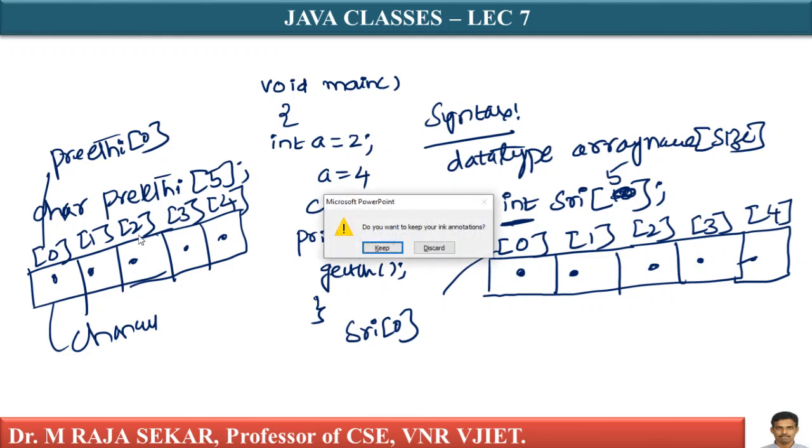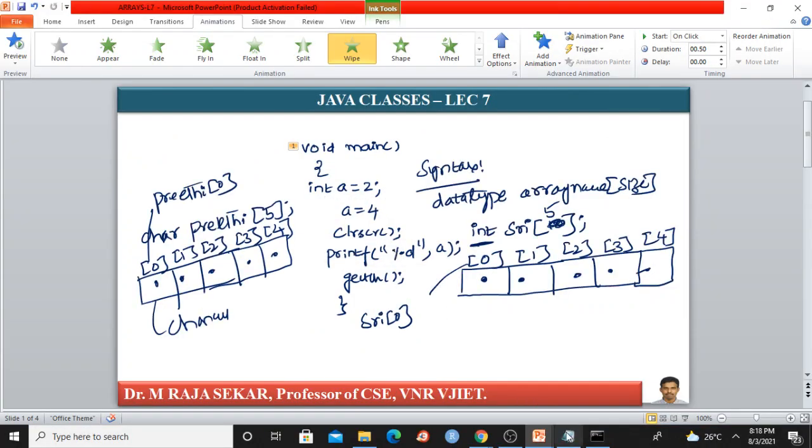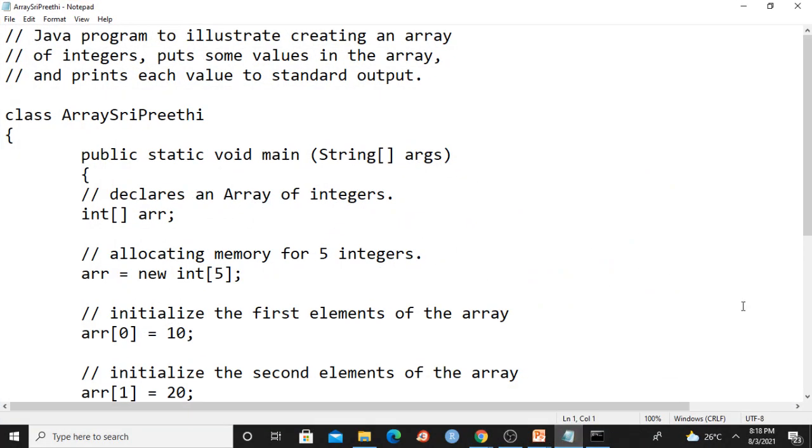Let me say something about our Java programming language, how one can create arrays in the context of Java programming language. Just see, this is a simple and straightforward program. What it says: just see, this class name is ArraysPreeti. Preeti is my class name.